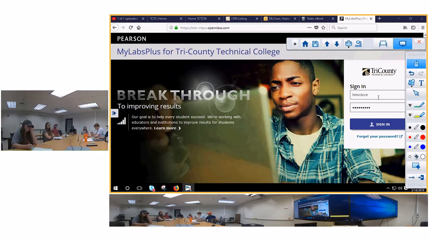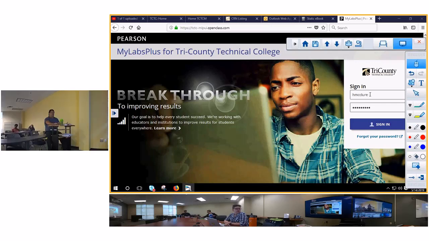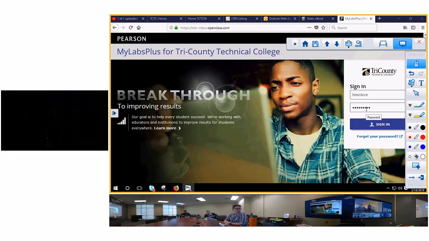Hey, Hubert? Yes. Once you do that and you log in, go to that screen to log in, is it just going to take your regular Tri-County credentials? Yes, you type in H. McClure. Did you notice I didn't put at TCTC? And then either your T number or your password, whatever you use. I've never changed mine, so I use my T number. And then hit sign in.